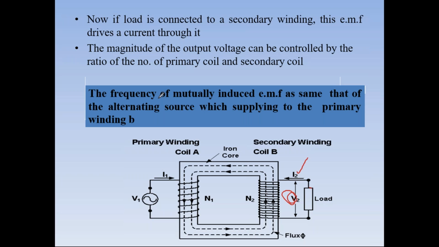See here, the frequency of the mutually induced EMF is the same as that of the alternating source supplied to the primary. It means the frequency of the EMF and the supply voltage are both the same. That's why the frequency of a transformer is always 50 hertz. While doing problems, sometimes they mention the frequency value in the question, and sometimes they won't. So we have to consider the frequency f equals 50 hertz.